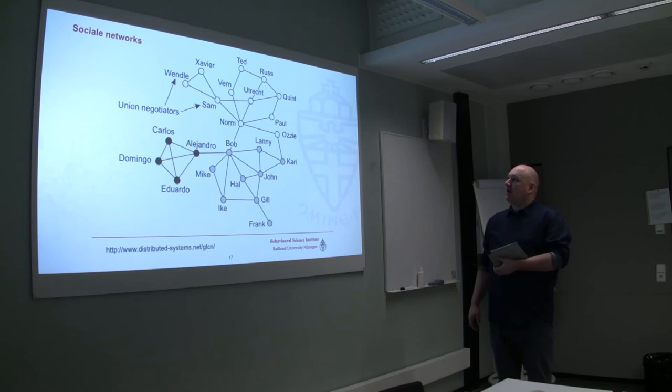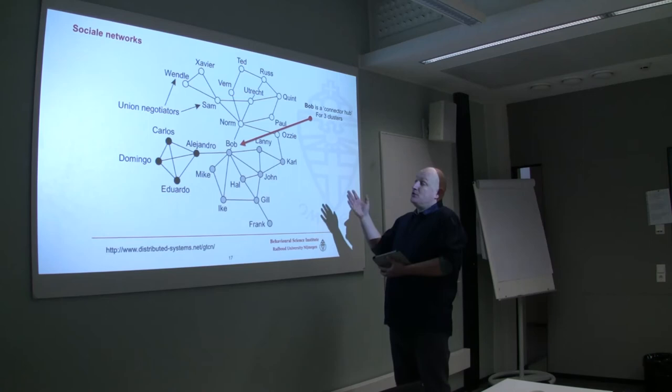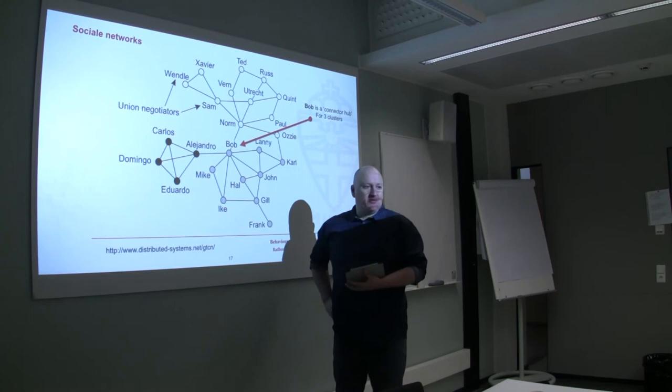So visualizations like this might actually be used to have interventions or to get an idea of who to talk to if you want to negotiate, because these union negotiators, they better make sure that Bob is on their team, right? Because Bob has access to everyone.